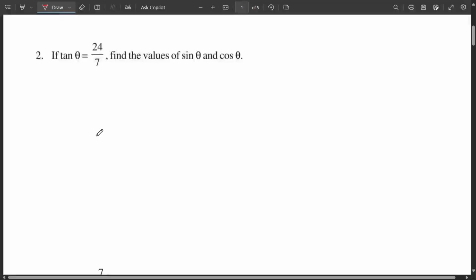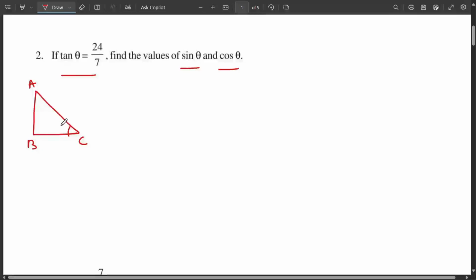In the second question, it is given that if tan theta is equal to 24 by 7, you are supposed to find the values of sin theta and cos theta. So again, to solve this question, we will draw a right angle triangle and we will name this as A, B and C.